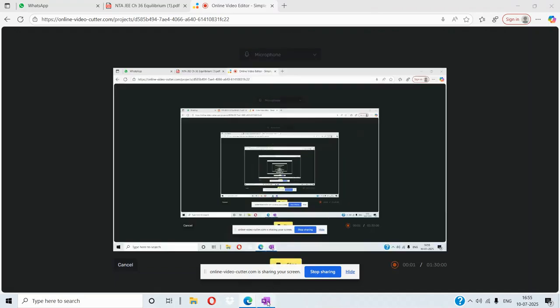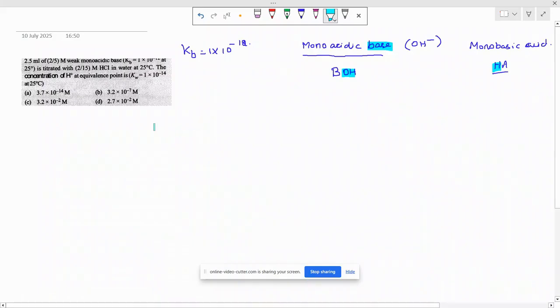Good evening, students. Today we are going to discuss one equilibrium question. Here I have taken the screenshot of that question. Let us first write the given data. Here the Kb of the monoacetic base. Look at this monoacetic base. The meaning for monoacetic base will be BOH.